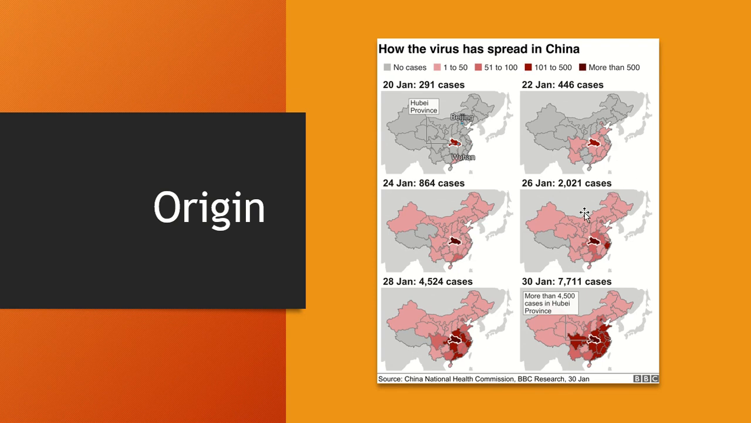January 26, 2021 cases, and it's spreading more. January 28th, there's 4,524 cases and a lot more. Still only one is more than 500, which is Wuhan. The rest are 101 to 500, and these are still 1 to 50, and 51 to 100. And it has spread much more, but only Beijing, I think, is more than 500, and Wuhan is more than 500, but the rest are still less than 500.